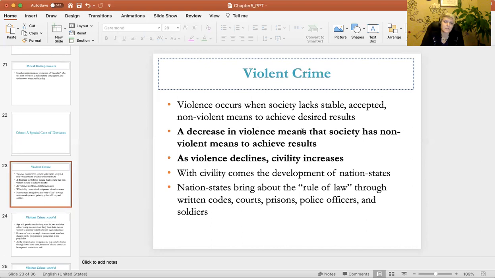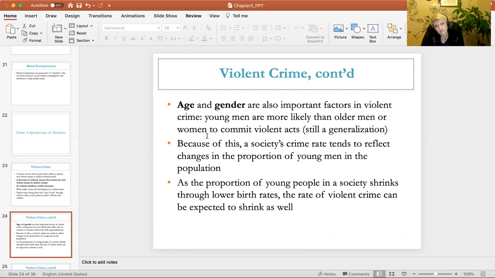As I suggested, I really do like to believe that a decrease in violence is a result of a society that has means to support its people, its social members, and that the higher the social support for individuals of a society, the less likely violence arises. So civility is related directly to the kind of social support networks that we have. And age and gender, as I said, are also important factors. It is statistically true that young men are more likely than older men or women to commit violent acts, but this is still, remember, a generalization.